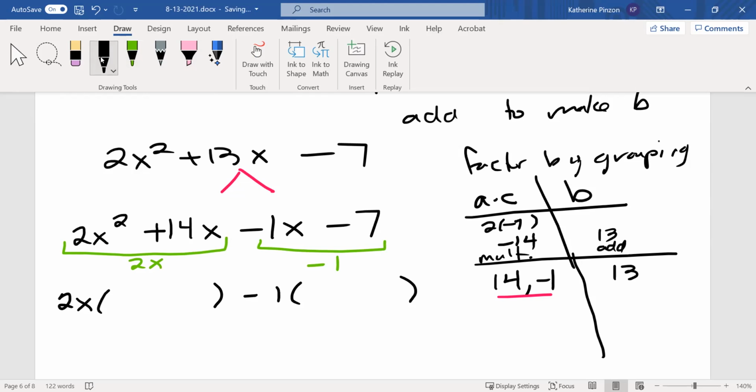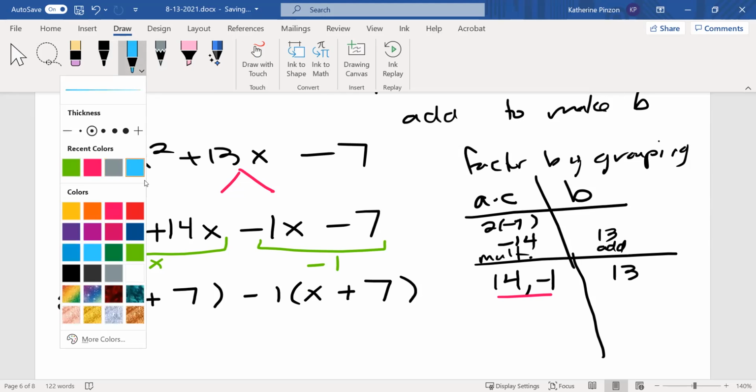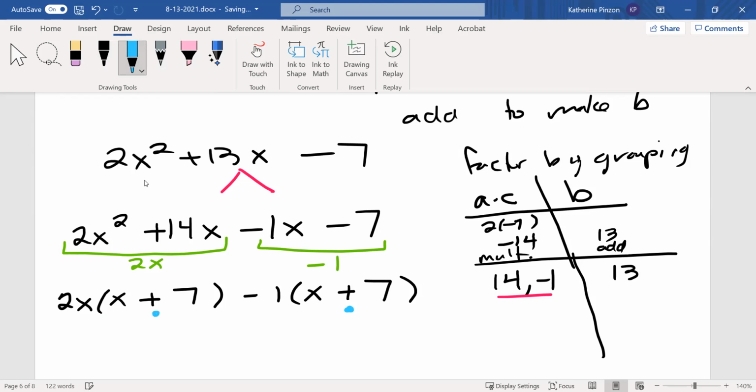In the first one, I'm going to do 2x squared divided by 2x. It leaves me with x. And then I'm going to do 14x divided by 2x. And I'm left with +7. Now I'm going to do this one. I have -1x divided by -1 leaves me with x. And -7 divided by -1 leaves me with +7.